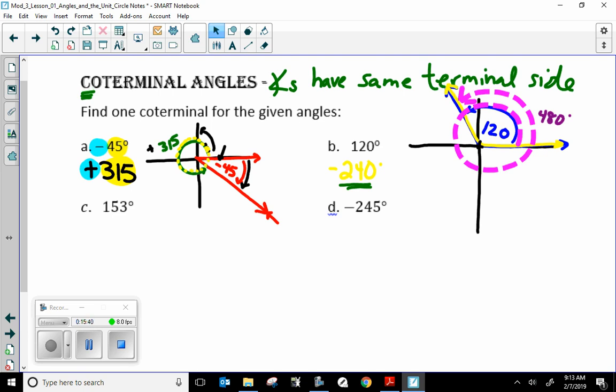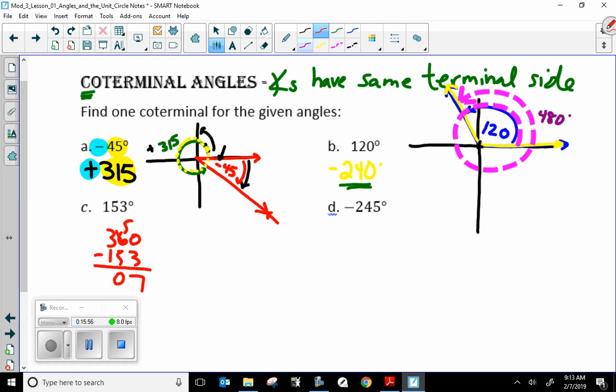All right, C and D, you can do these on your own, and to be honest with you, we can do these without drawing them, okay? C, if I have 360 degrees in my circle and I go 153 degrees, 7, that turns into a 5, that's 0, 207, okay? So a coterminal angle to 153 is 207. If 153 is positive, my 207 should go in the opposite direction. It should be negative.